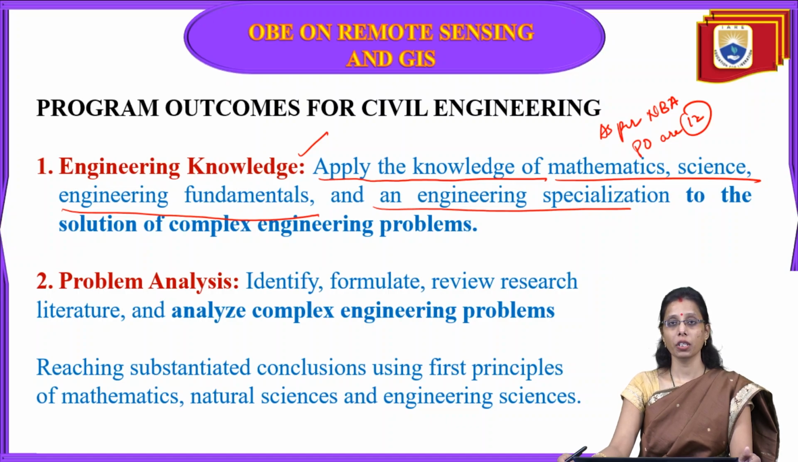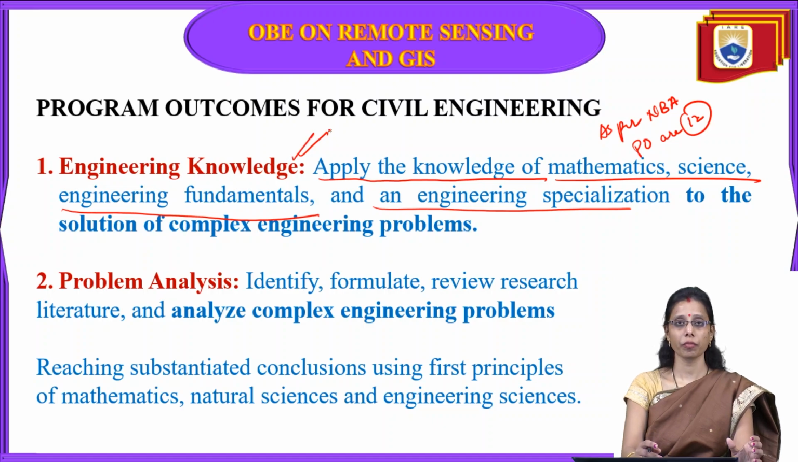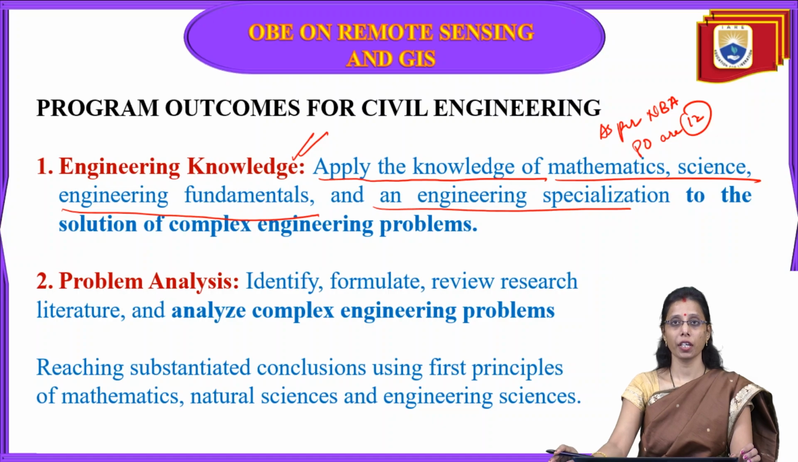So all problems, if it is there in the course, that means it is exactly matching to this first PO, which is given by the NBA, that is engineering knowledge. So the courses which have mathematics, science, engineering fundamentals, or engineering specializations for solutions to complex engineering problems will be mapped to this engineering knowledge. This is a very important part here, engineering knowledge.